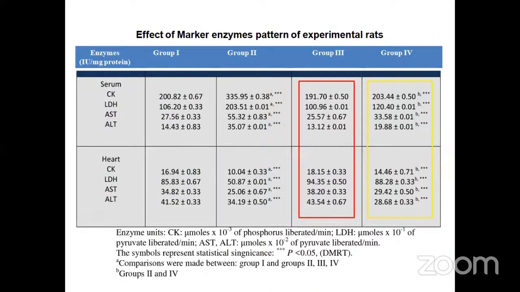Before we go to the histopathology, we measured the marker enzymes like creatine kinase, lactate dehydrogenase, aspartate transaminase, and alanine transaminase, in both serum as well as heart tissue. Just look at the red highlighted values. Group 3 shows a significant change in these marker enzymes, which was reduced in the pre-treated molluscan samples. This was compared with the control as well as the molluscan samples treated alone. From this, we can conclude that the heparan sulfate has a cardioprotective mechanism.